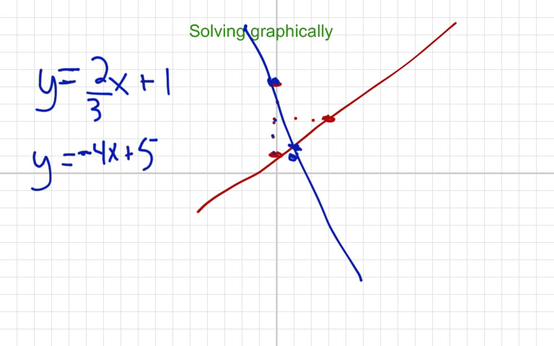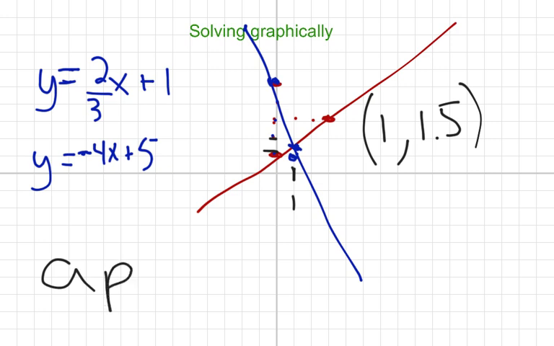This looks like an ordered pair of, if you count it out, 1 for the x, and for the y it's between 1 and 2, so it's about halfway between. So it's 1 for the x, and about 1.5 for the y. That would be your solution to this graphically. Your answer may be a little different than mine. When you're graphing it, it is going to be an approximation, unless you're using the graphing calculator to get that answer.